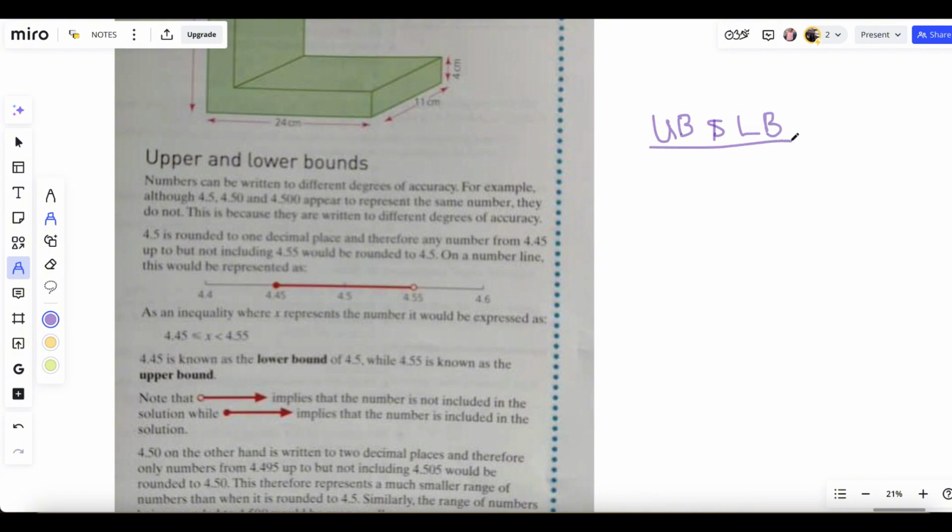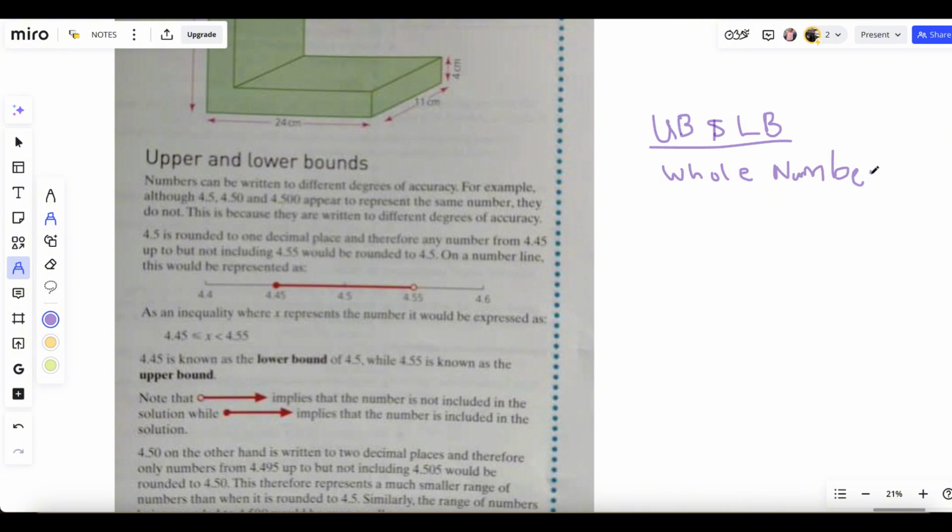Upper bound and lower bound. Now, for whole numbers, we start with whole numbers. For whole numbers, we just plus or minus 0.5 to the number in order to get the upper bound and lower bound of that number. Okay, for example, let's say we are given 5.